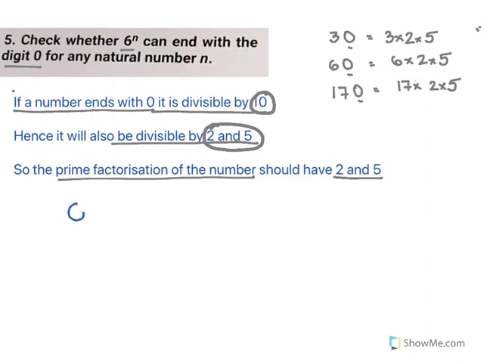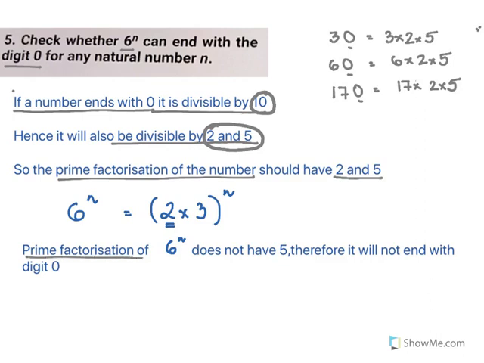Here we have to find 6 raised to n. What will be 6 raised to n? We know 6 is 2 into 3, raised to n. So if you see, 6 raised to n does not have 5, it has 2, but it does not have 5. Hence, it will not end with 0. So we can say the prime factorization of 6 raised to n does not have 5. Therefore, it will not end with digit 0.